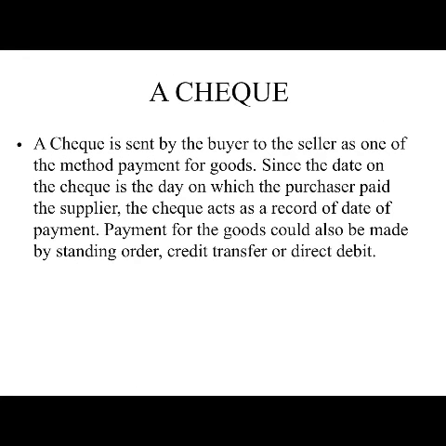A check is sent by the buyer to the seller as one of the methods of payment for the goods, right? Since the date on the check is the day on which the purchaser paid the supplier, the check acts as a record of the date of payment. Payments for the goods could also be made by standing order, credit transfer, or direct debit. So when I talk about this check, most of the information found on it is the date on which the check is drawn, right?